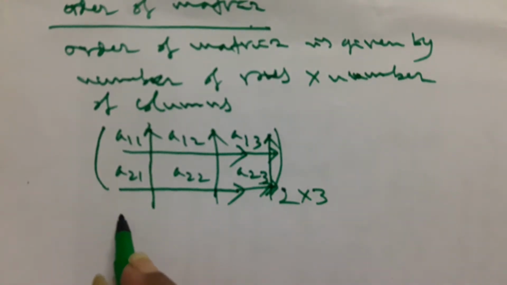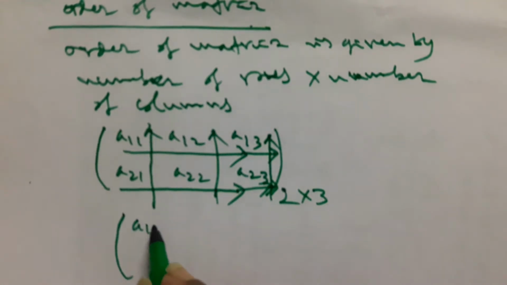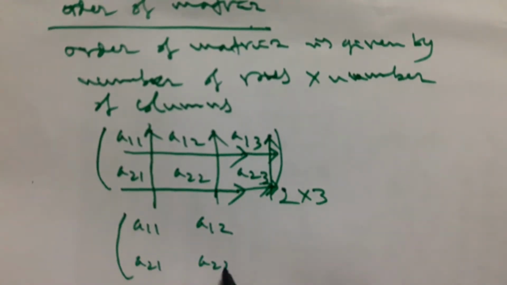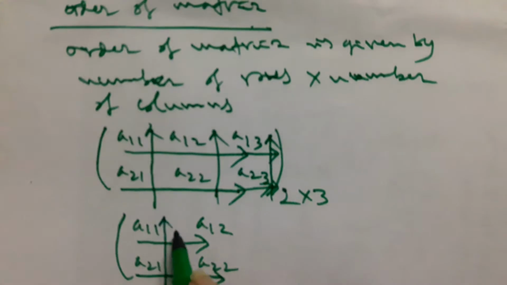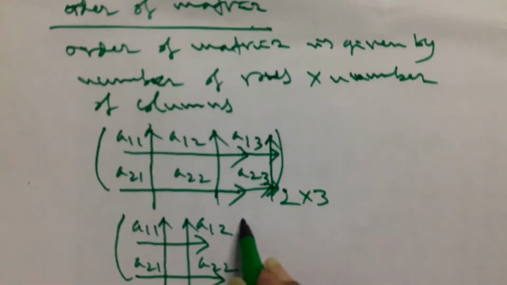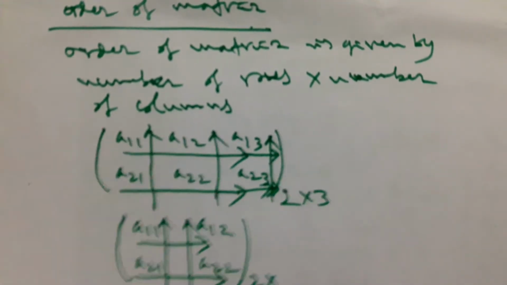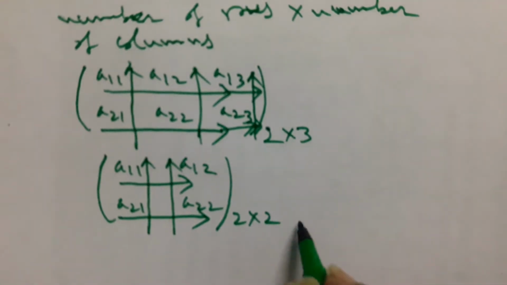And now here A11, A12, A21, A22. Here the number of rows is 2, and the number of columns is also 2. So the order of the matrix is 2 by 2.